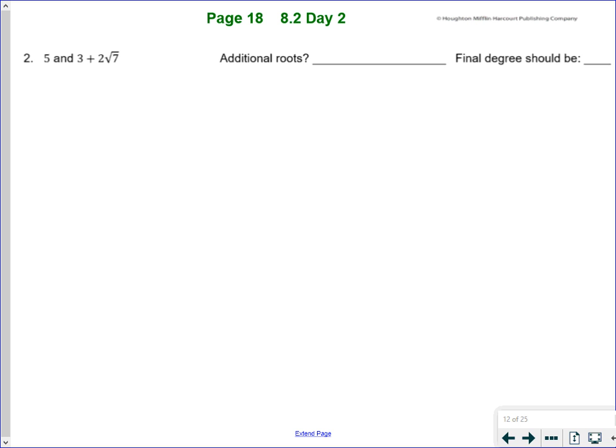So the quicker way to do this, or rather before we go into that, let's fill out our additional roots. 3 minus, let's actually do this in blue. 3 minus 2 root 7, and our final degree, we already said, should be 3. So the quicker way to do this is that we're going to set x equals 5 if x equals 3 plus 2 root 7. We're only going to set x equal to one of the conjugate pairs. All right, we have one conjugate pair here, 3 plus 2 root 7 and 3 minus 2 root 7.